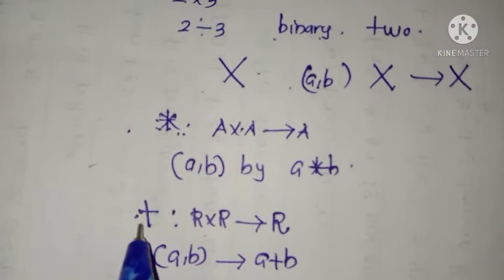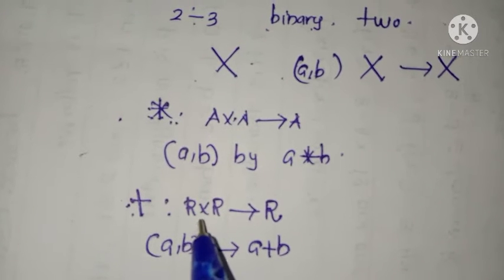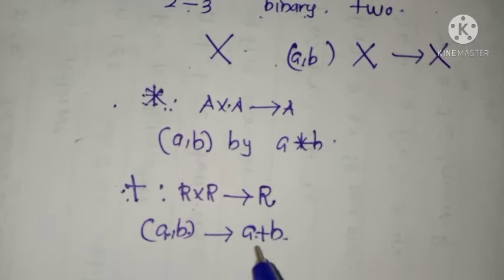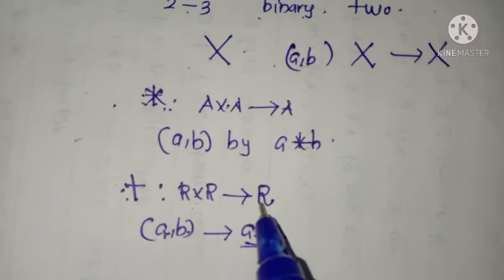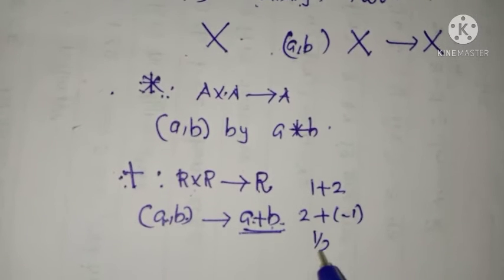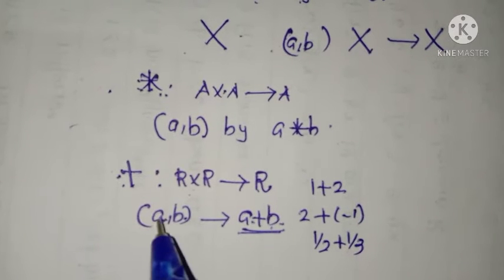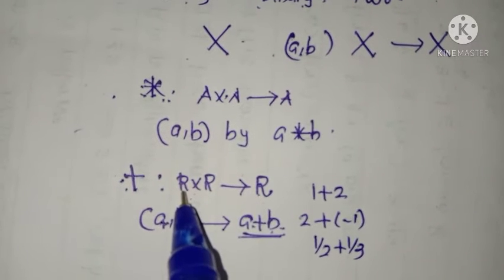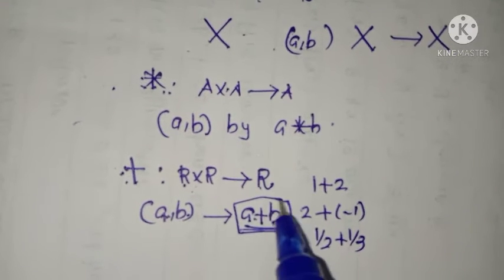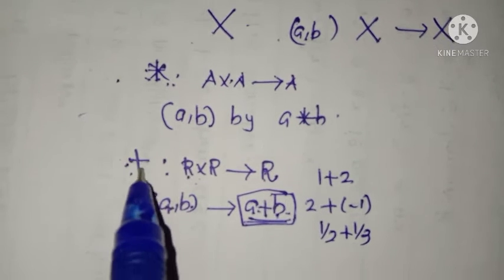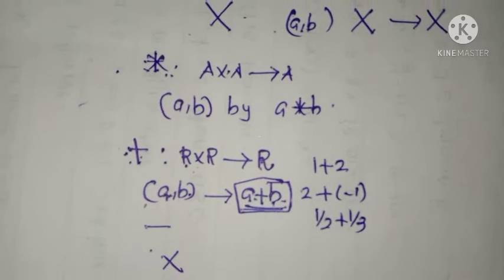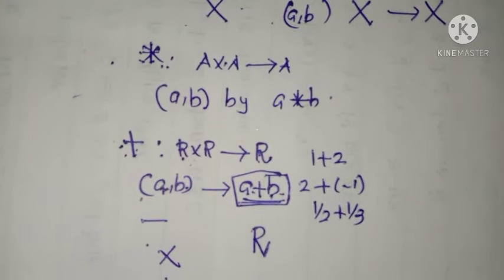Listen, it is a binary operation because if we take any element in the form (a, b) and apply a plus b, we can see that every a plus b belongs to R. For example, 1 plus 2, 2 plus minus 1, 1 by 2 plus 1 by 3. If we take any pair in R cross R and apply the operation a plus b, the resulting element belongs to the set R. So addition, subtraction, multiplication, all these functions are binary operations defined on R.